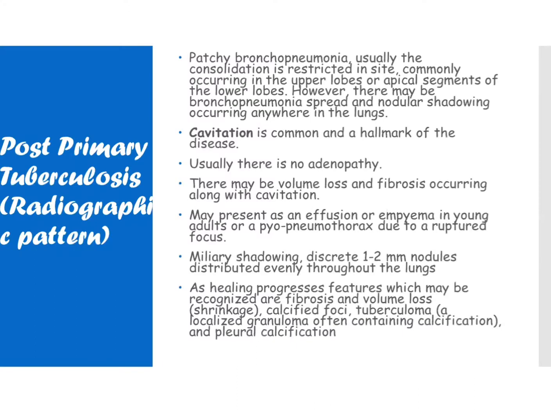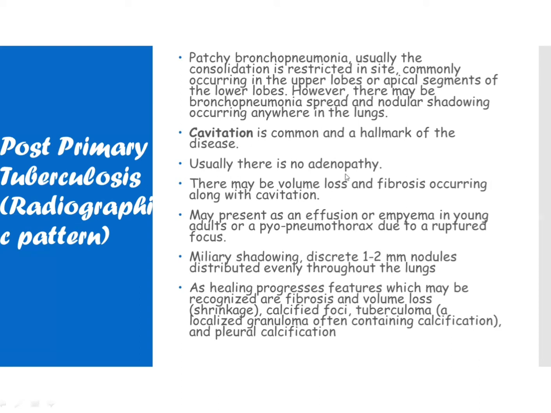Then if we talk about post-primary TB, the radiographic pattern will be patchy bronchopneumonia. Usually the consolidation is restricted, commonly occurring in the upper lobes or apical segments of the lower lobes. However, there may be bronchopneumonic spread and nodular shadowing occurring anywhere in the lungs. Cavitation is common and a hallmark of the disease. Usually there is no adenopathy. So remember, in primary TB we usually have adenopathy and rarely cavitation. However, in post-primary TB cavitation is common and adenopathy is not really there.